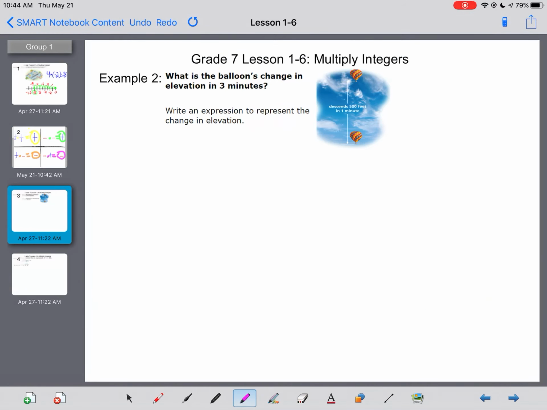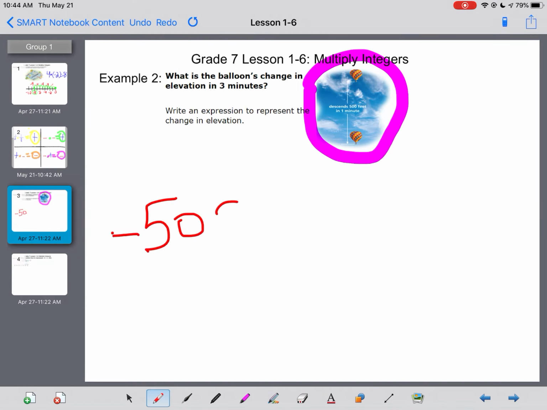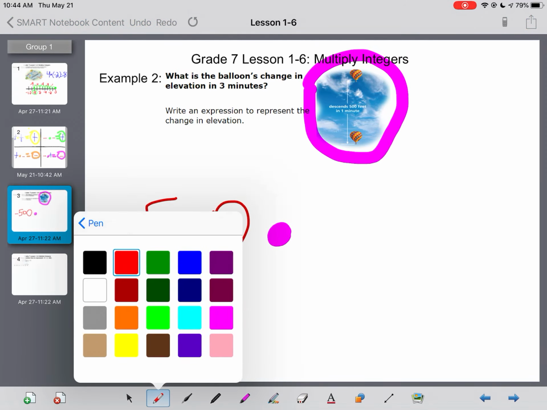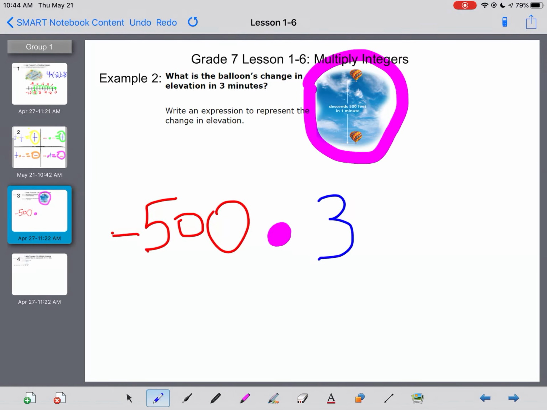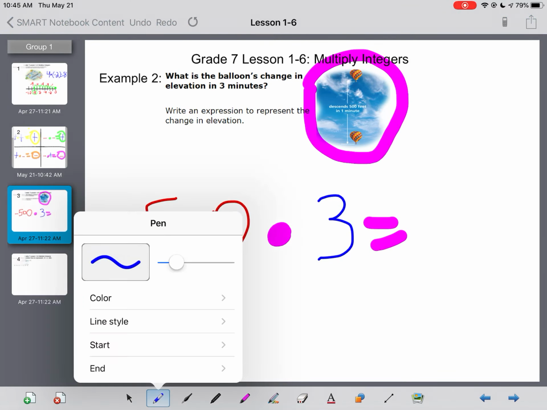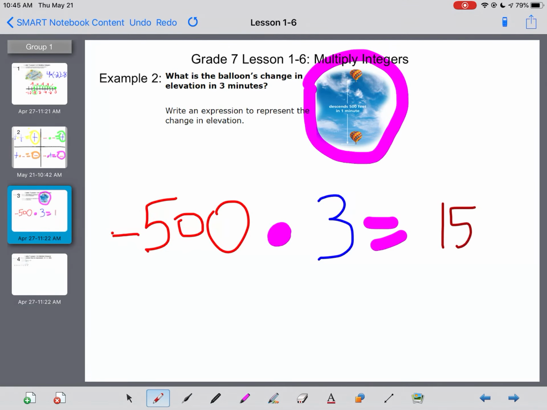All right, let's move on to question 2. What is the balloon's change in elevation in 3 minutes? So if we look over here, the balloon is descending, which means it's going down 500 feet per minute, or in 1 minute. So descend is a negative term because it's going down, -500 times, or multiplied, and it's taking 3 minutes. So it's regular multiplication. What is 500 times 3? 500 times 3 is 1,500 feet.